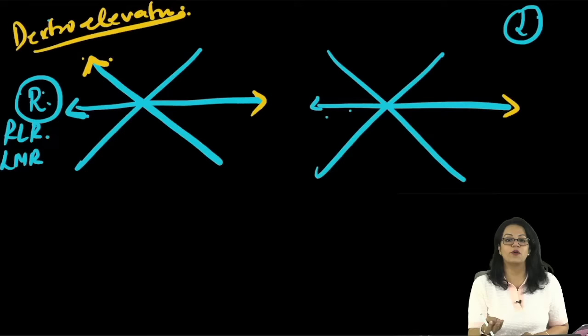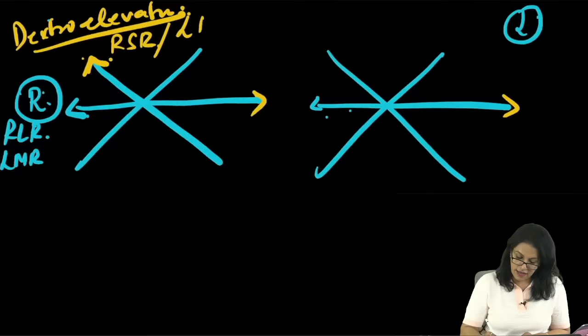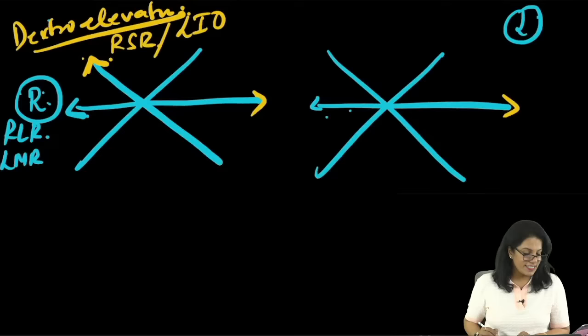Recti will work in an outward deviated eye, isn't it? So if recti is going to work in an outward deviated eye, I should write here right superior rectus, and the other muscle working will be left inferior oblique. So I can show it in one diagram as well. Is it clear to everyone?